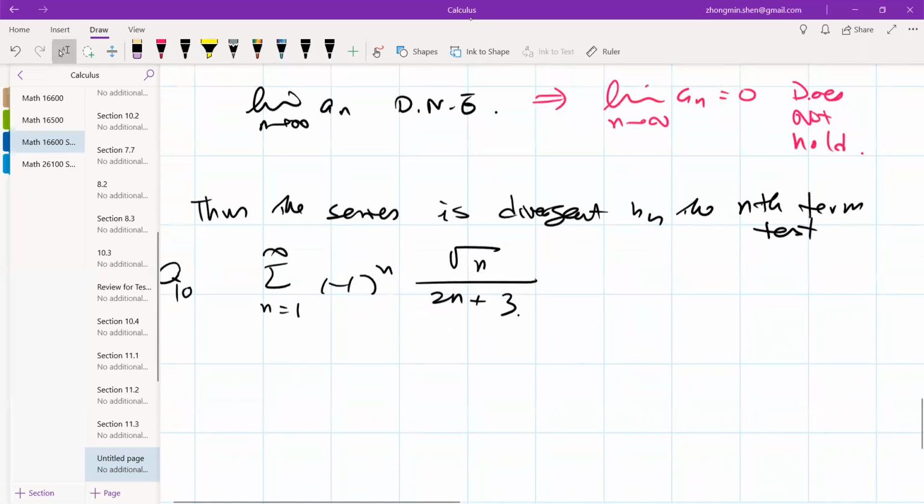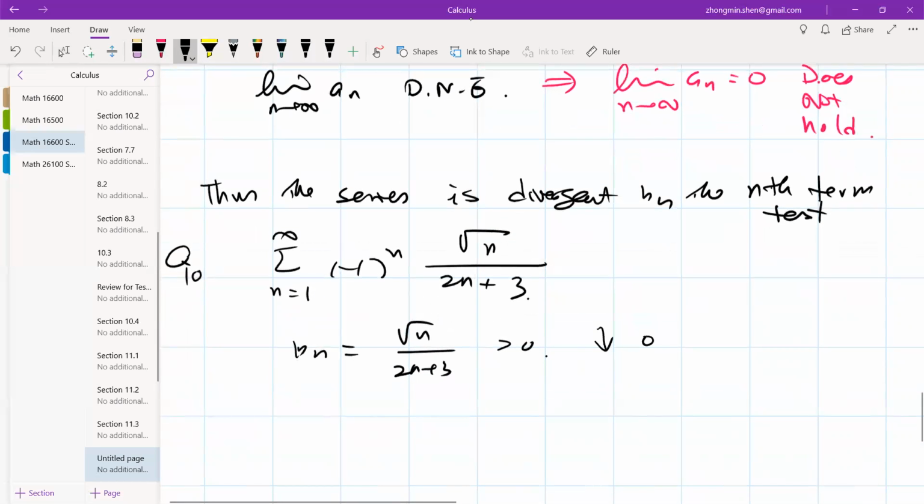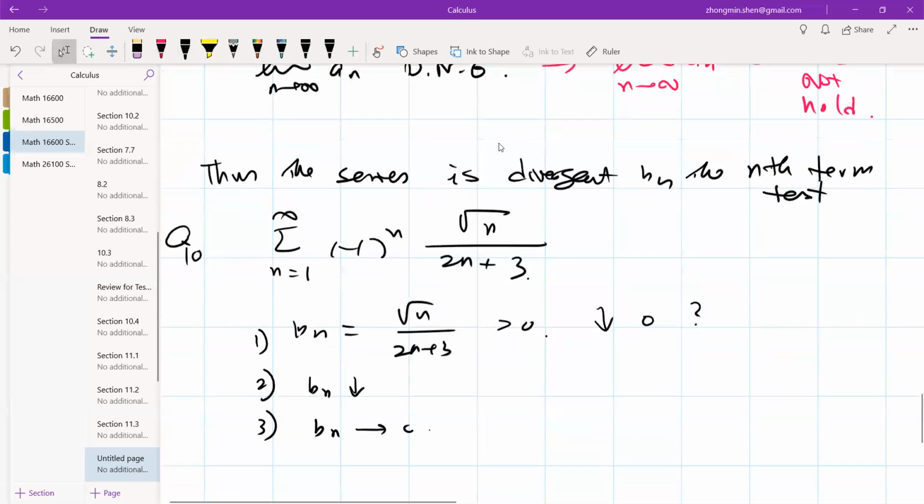Well, it's an alternating series, first thing. So I look at the b_n. The sign doesn't matter. So b_n is going to be square root of n over 2n plus 3. I know it is positive. The question is whether it's decreasing to 0. You have to prove it's decreasing, not only that it converges to 0. You have to prove 3 things: 1, b_n is positive; 2, b_n is decreasing; 3, the limit of b_n converges to 0.